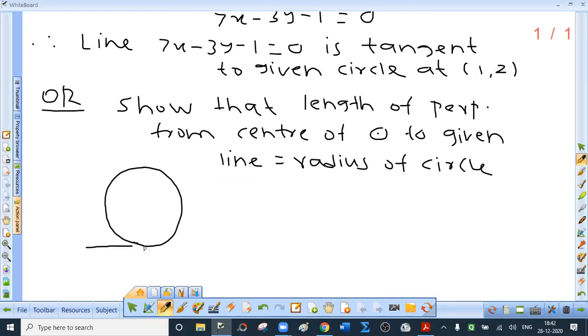This is the given circle. Suppose this is the given line. I have shown this as a tangent, but actually we have to prove that. So find the length of the perpendicular from C on the given line. If this comes out to be the radius, it clearly shows that the line is tangent. That's it for today.